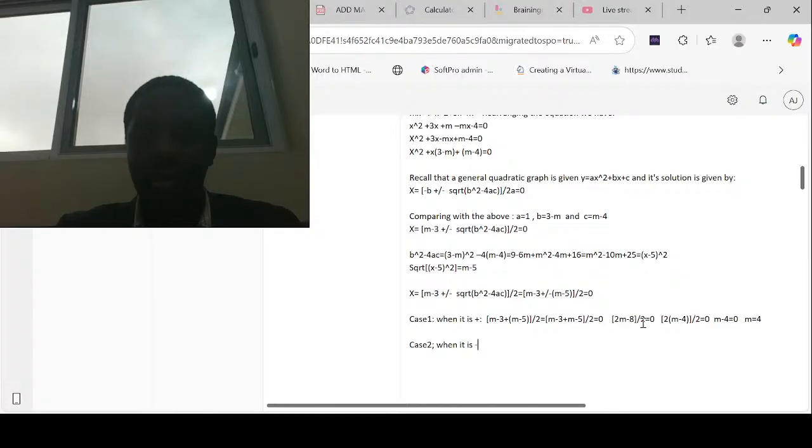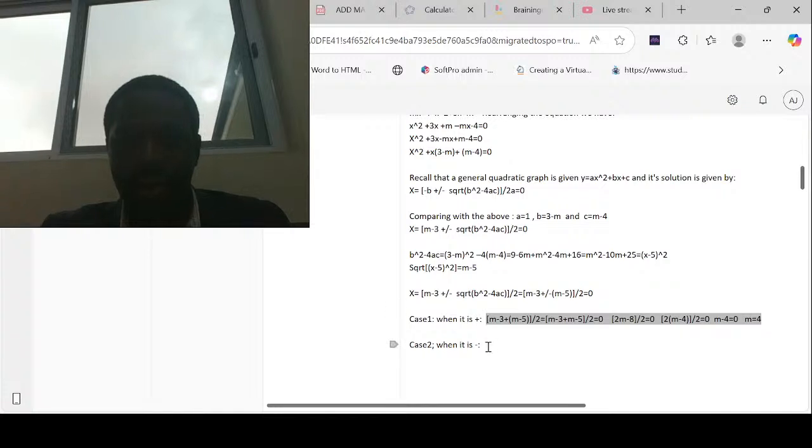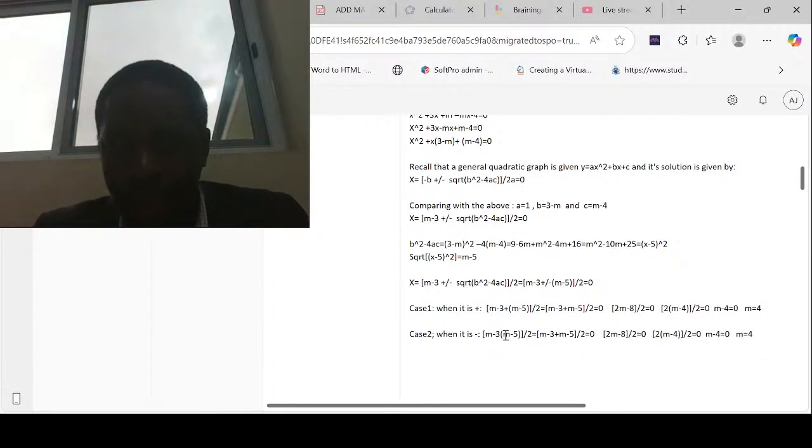Minus. But those are the two solutions for the quadratic. So I'll just copy everything here and then we'll do a little bit of editing. Where I see plus, I'll put minus, right? So m minus 3 minus m, isn't it? Minus times minus will be plus, so this one will be plus 5. So m minus m will be 0, so m will be out, right?